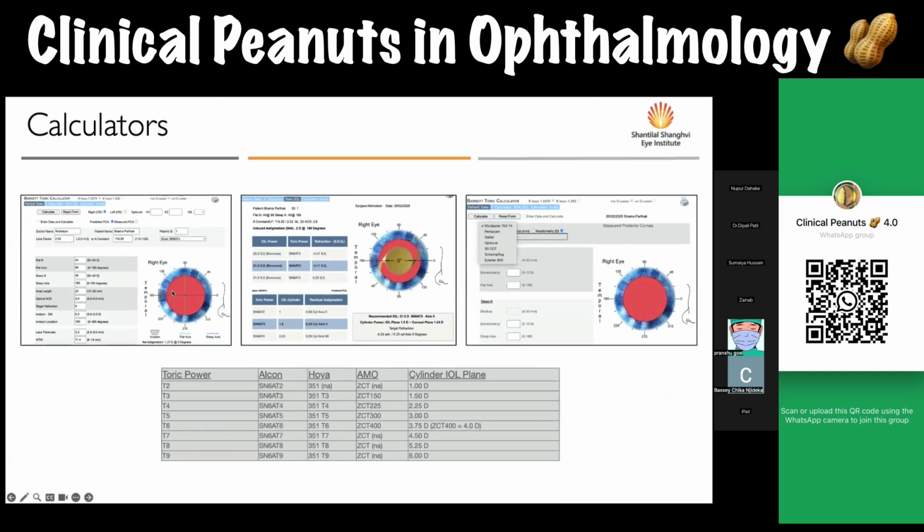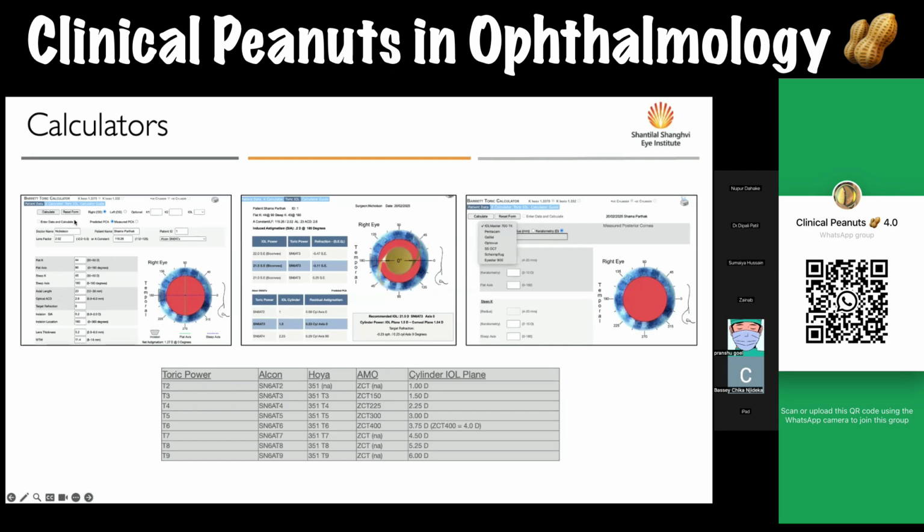The calculator now most commonly used is the Barrett toric calculator. It's quite a straightforward calculator. This is exactly what it looks like, a screenshot of a calculation. You feed in the surgeon name, your lens factor or the A constant, and the lens that you want, the flat and steep axis along with the keratometry readings, the axial length, anterior chamber depth, the target refraction that you desire, where you're going to place your incision, and how much your incision is going to induce flattening, the lens thickness, and the white to white.